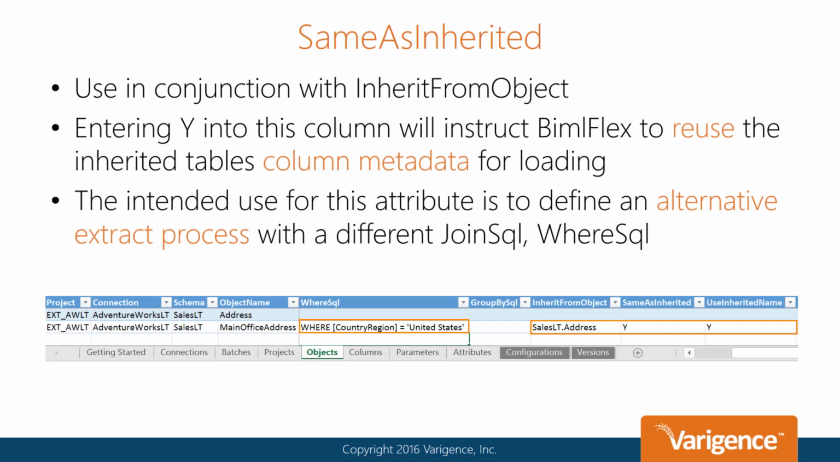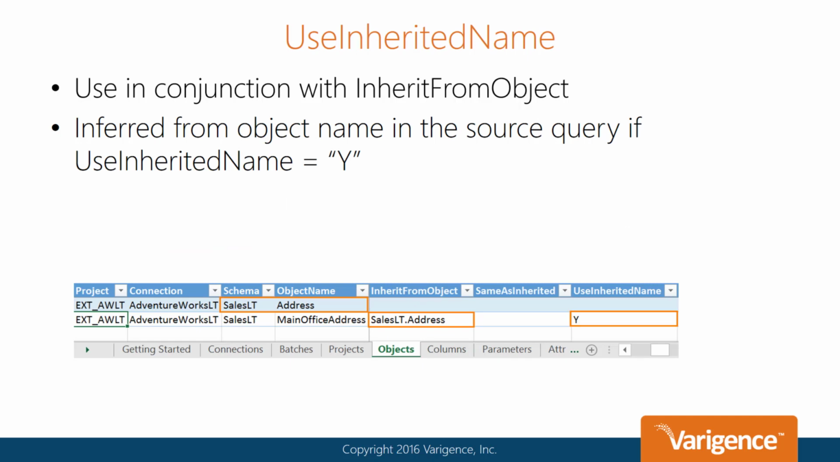We're going to go through this really shortly, and I'm going to show you some examples of where it makes sense to do that. Use inherited name, use in conjunction with the inherited from object. In other words, if you set that, it says that I want to use the inherited object's name in the source query. If you don't set that, it'll actually use the object.